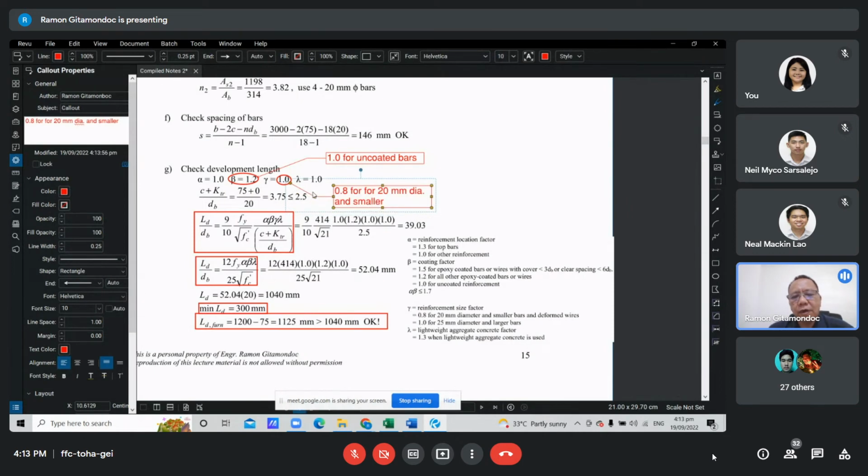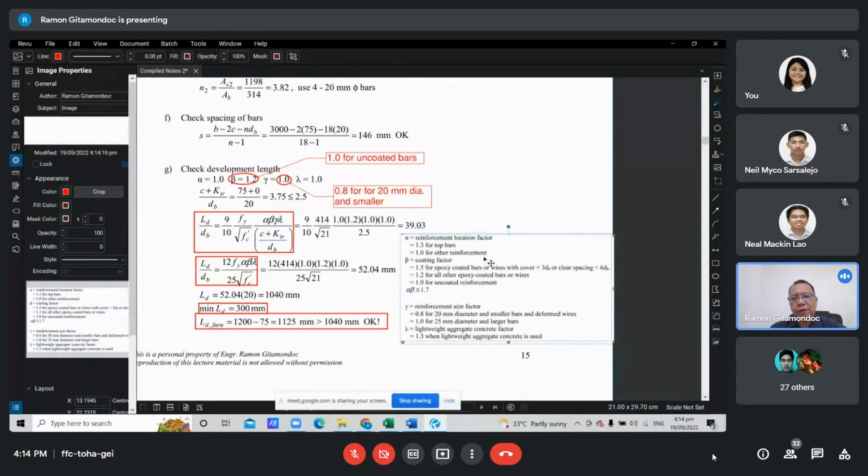Okay, this is the lambda, the lightweight aggregate concrete factor. So normal weight is okay, 1.0, that's correct. Just make the necessary correction here. Beta, change that to 1.0, and this Y, change that to 0.8 instead of 1.0. Okay, so I think that's fine.